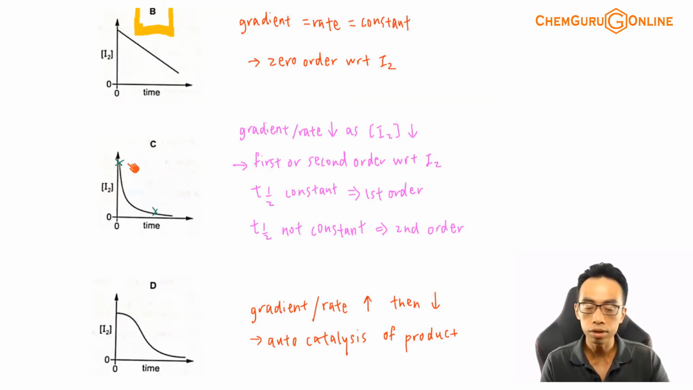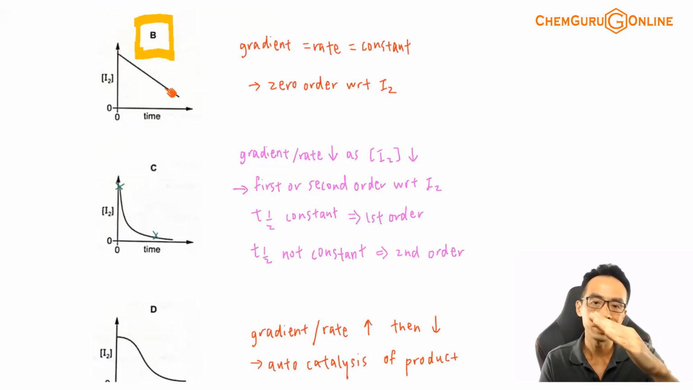If half-life is a constant, I know that this is first order. If half-life is not a constant, I know that this is second order. Zero order reaction is very simple. This will be a straight line. Gradient is a constant. So rate is a constant. This is a zero order reaction.